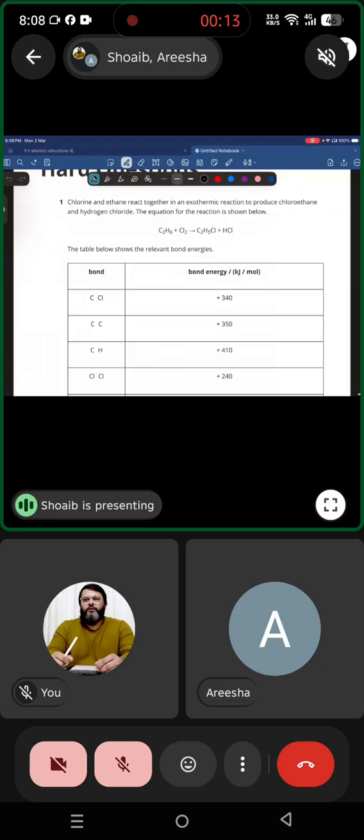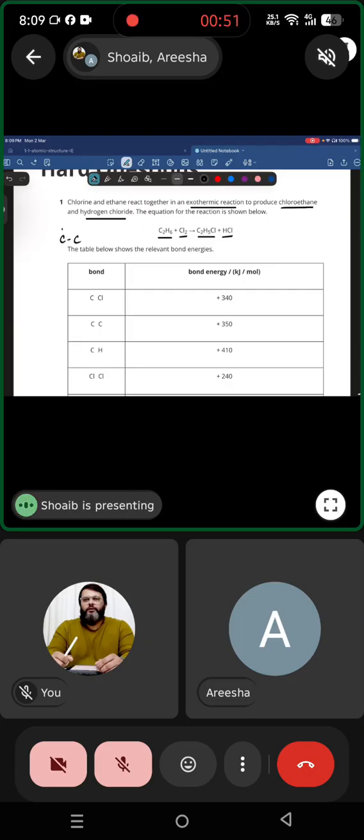So question number one is: chlorine and ethane react together in an exothermic reaction to produce chloroethane, and hydrogen chloride is formed. So the reaction here is ethane reacting with chlorine, forming chloroethane and hydrochloric acid. The formula of ethane is carbon with a 2 1, second, let me draw a neat diagram.